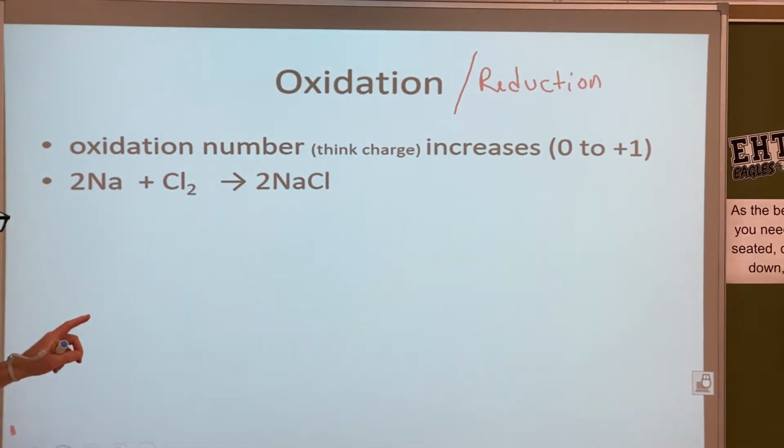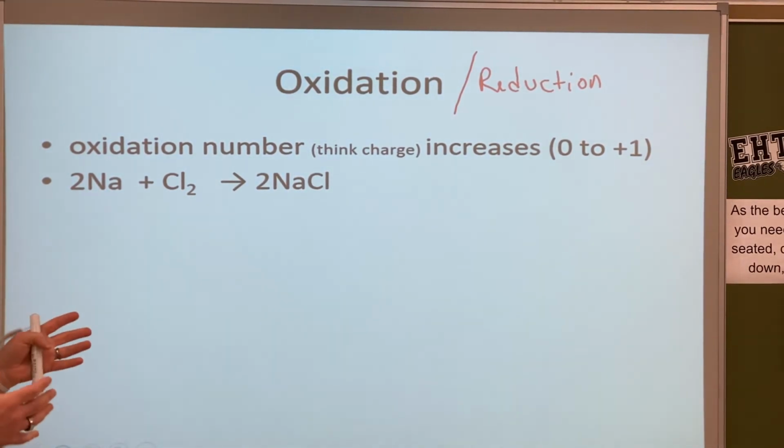Okay, so let's look at this problem here. We're gonna do the same thing that we just did. We're gonna label the charges, figure out which one's been reduced and which one's been oxidized, and write those little half equations where it shows where the electrons are going, all right?